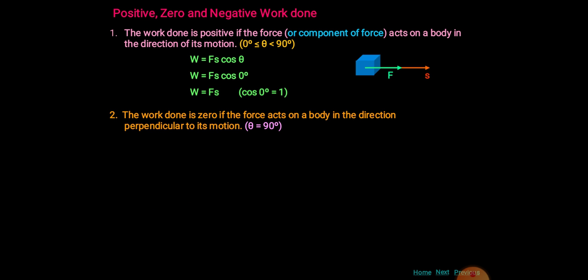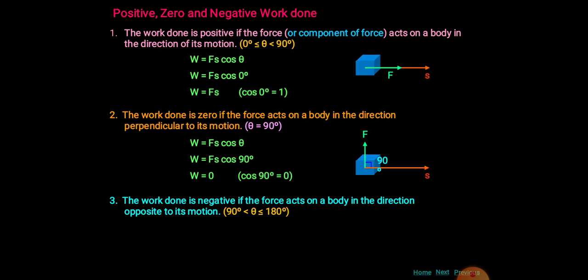Now let us try to understand when the work done is 0. If the force acts on the body in the direction perpendicular to its motion, here theta you have to take as 90 degrees. Now W is equal to F into S into cos theta. Theta is 90 degrees here. So what is cos 90? It is 0. So work done is 0 in this case.